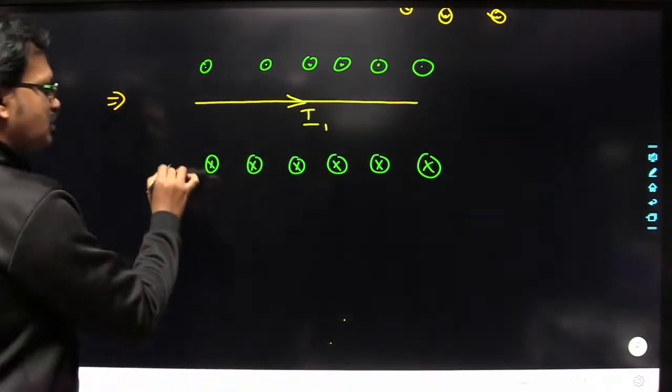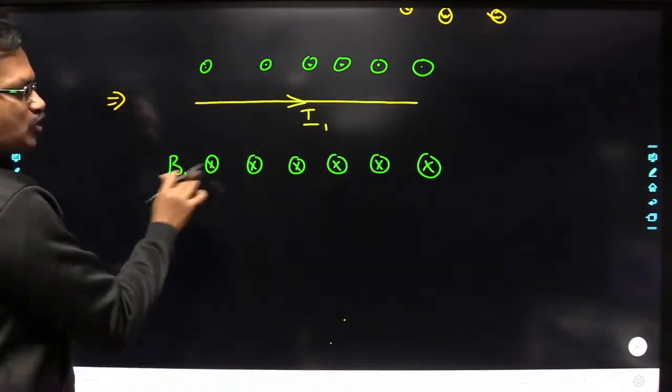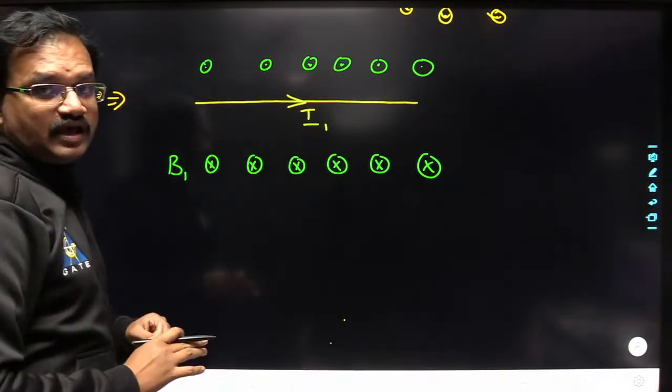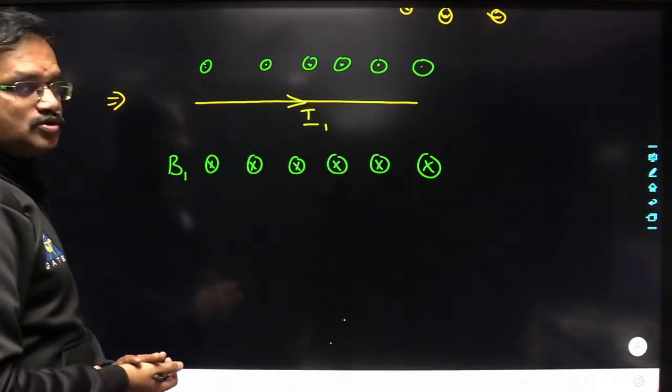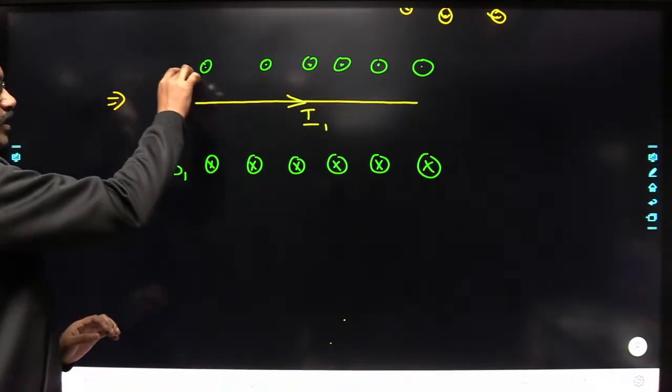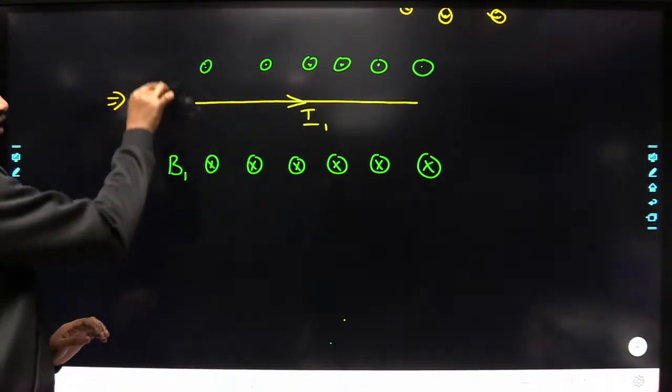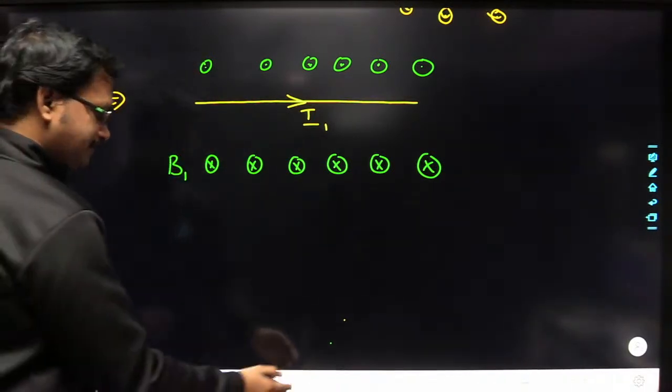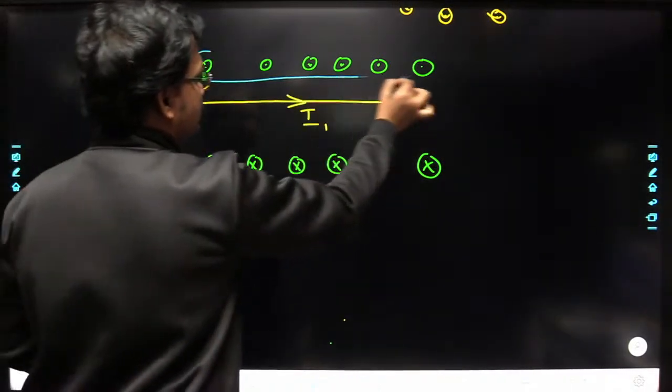So this is the B field produced by this current carrying wire I1. It is coming out of the board here, and it is going into the board like this, right? Okay, fine.